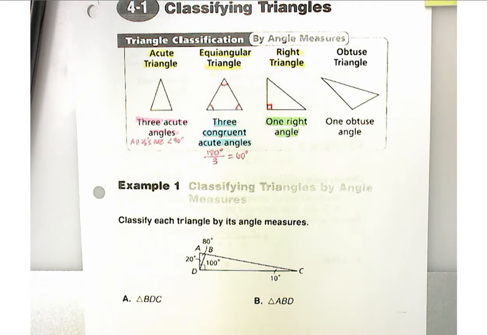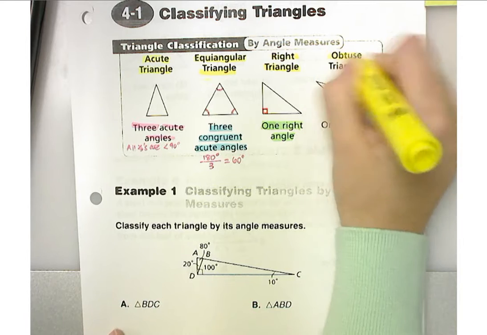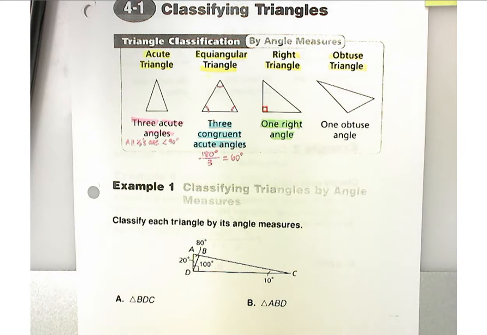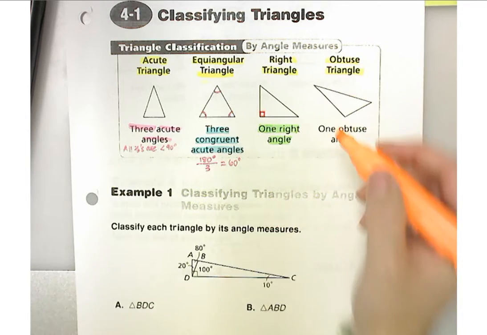The next one is obtuse. And Nia, if we have an obtuse triangle, what do we know about the angles? They're equal to more than 90 degrees, but less than 180. Okay, and how many of those obtuse angles are we going to have in our triangle? So what does it say? Oh, 1. Yes. Okay, and let's talk about why that makes sense.